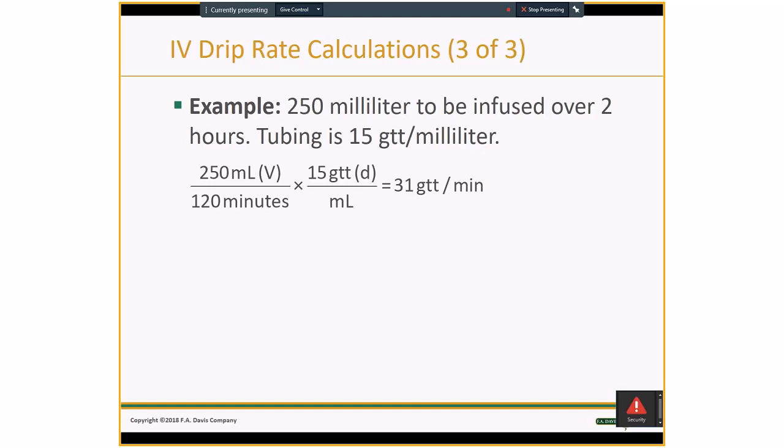So what I did was 250 times 15, and then I divided it by the 120. And I got 31.25, but that rounds down to 31 drips per minute. I just took the whole top and multiplied it, and then divided it by the 120. So you keep the drops per minute, and you just cross out the milliliters, since there's one on the top and the bottom.